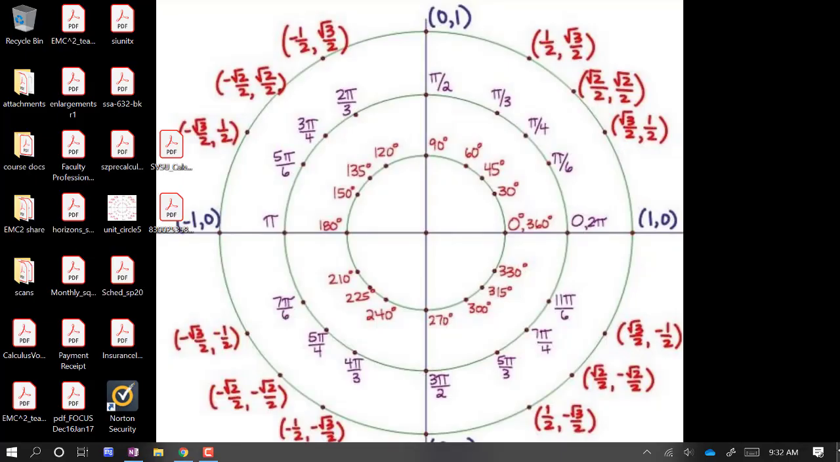I guess it's covered up a little bit by my taskbar. Is that your wallpaper? That's my wallpaper, yeah.